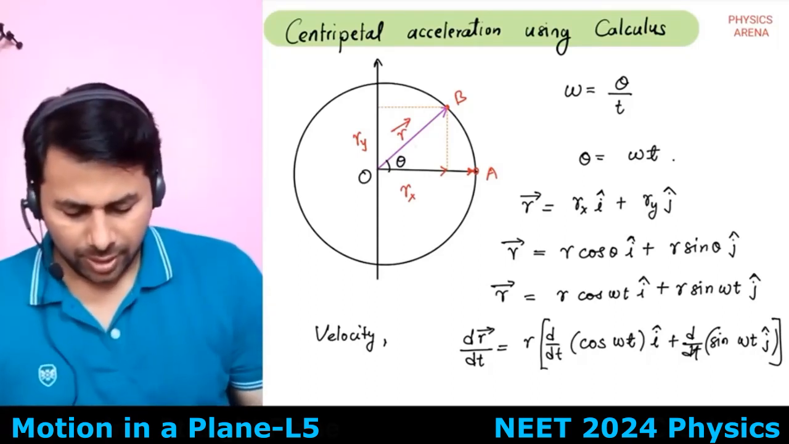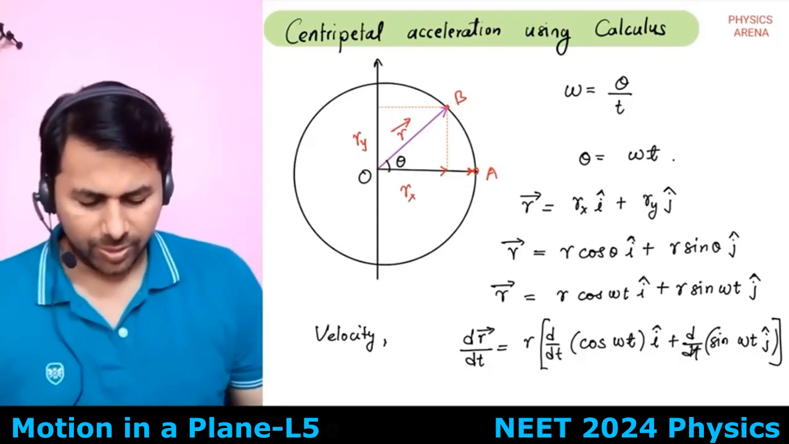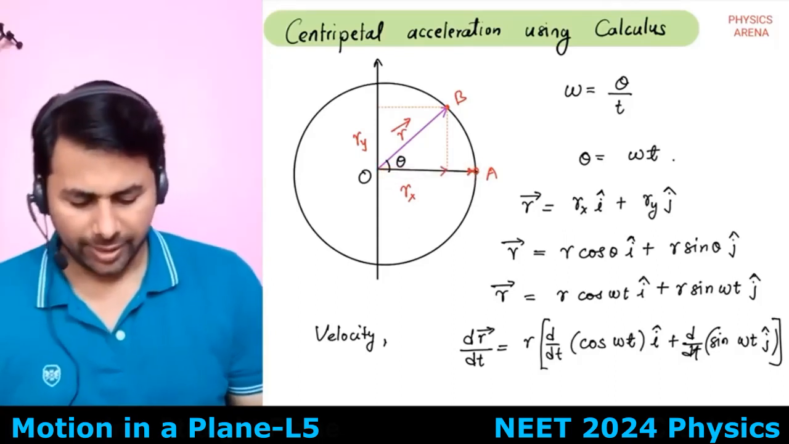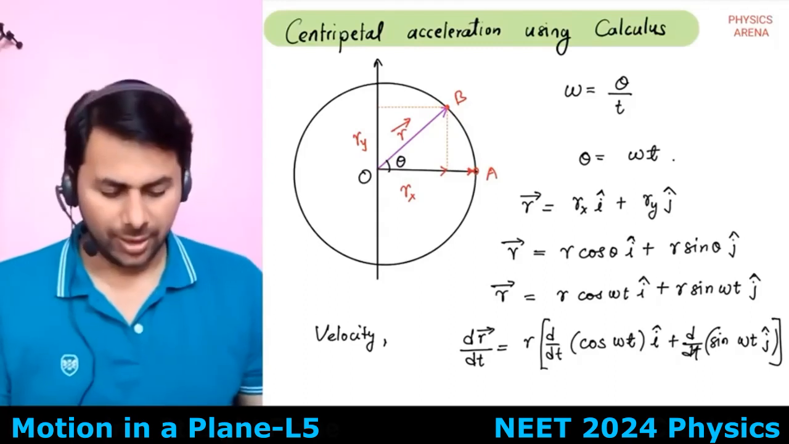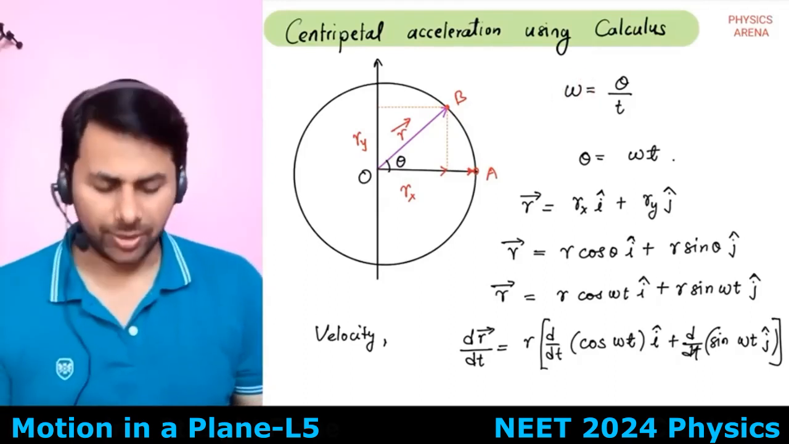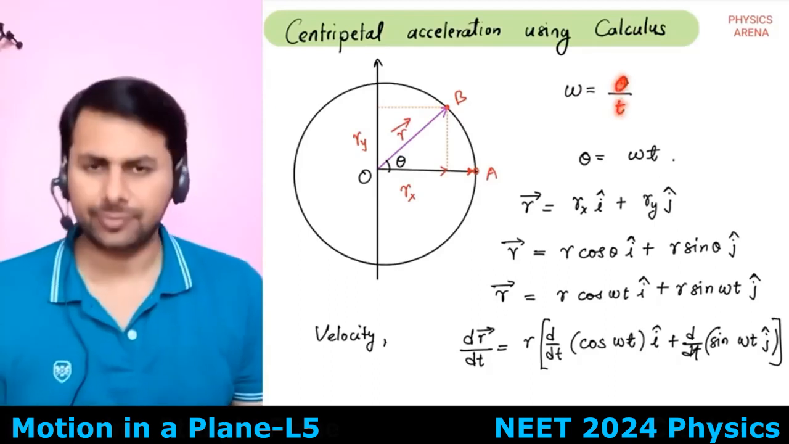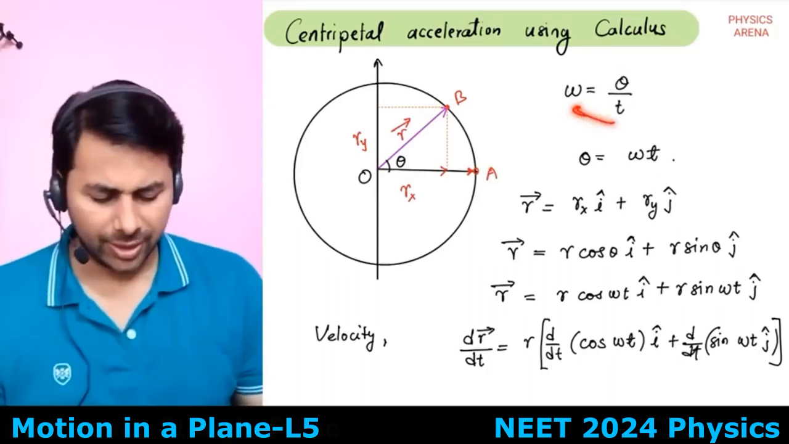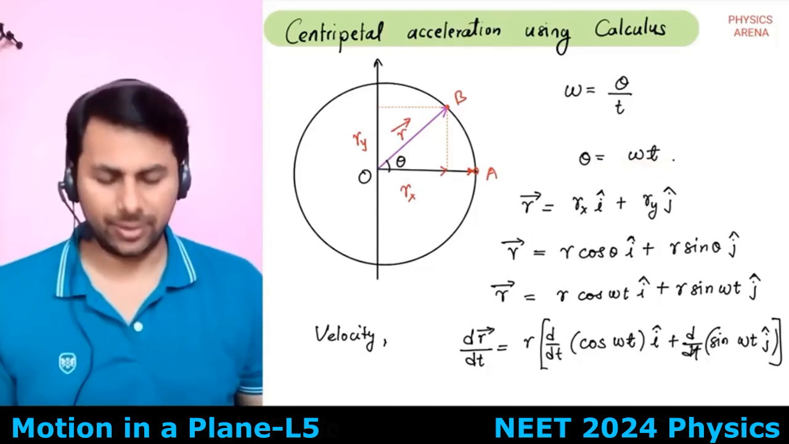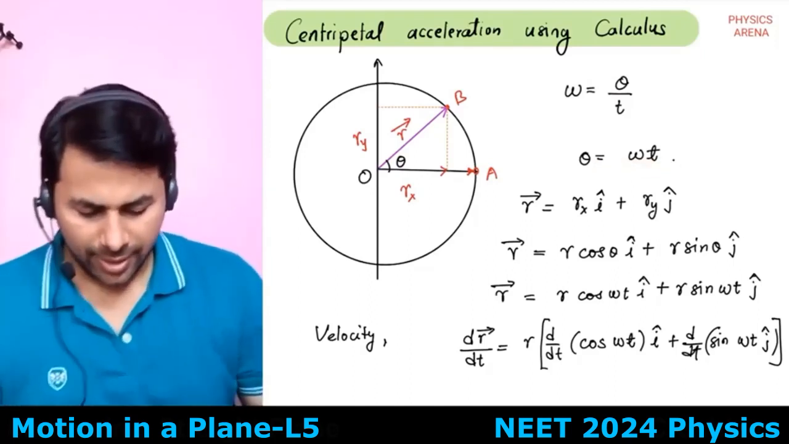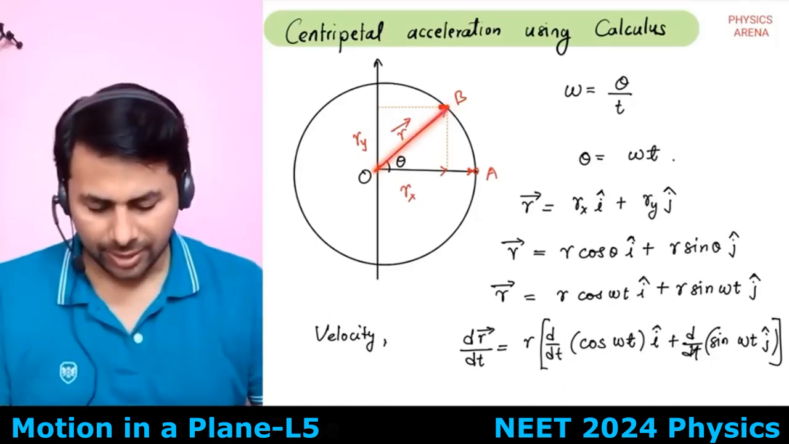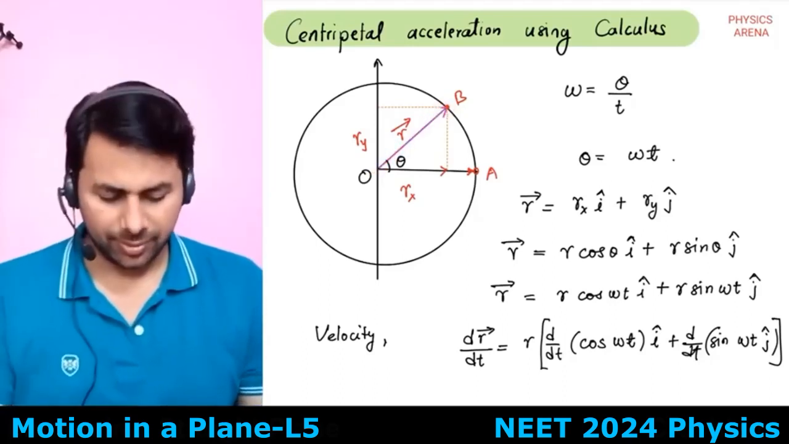So now suppose the particle starts from somewhere. Suppose it starts from here only, from point A, and it goes to B, okay. So we can write its angular velocity. The magnitude of angular velocity is theta by t, okay. If I take t on the other side, I can define theta equals omega t, right. Then this is the position vector of this particle. r bar is the position vector at time t.